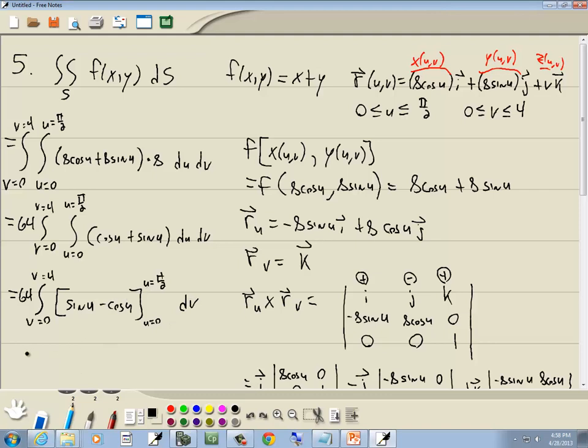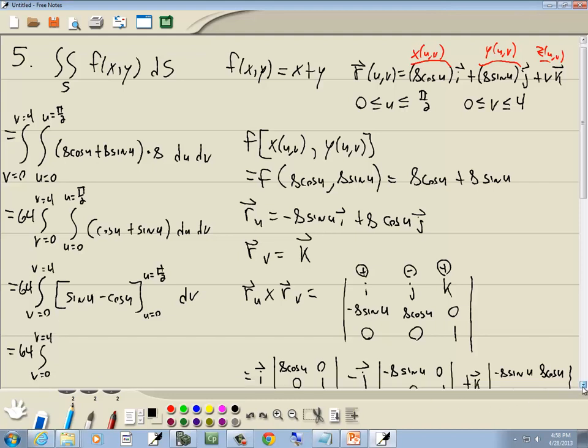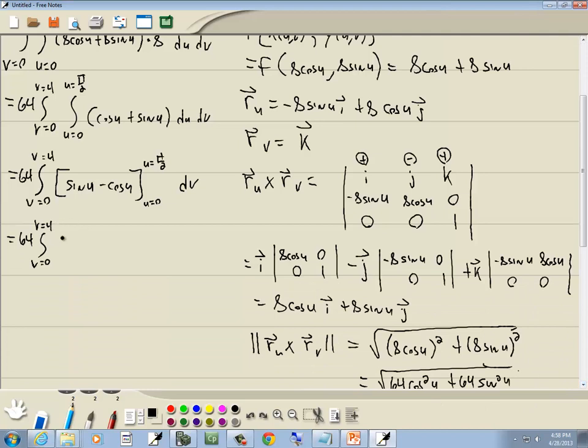We'll plug those in now. And we've got 64, and then v is equal to 0 to v is equal to 4. And we're going to have sine of pi over 2 minus cosine of pi over 2 minus, and then we'll plug 0 in for u. So we've got sine of 0 minus cosine of 0, dv.